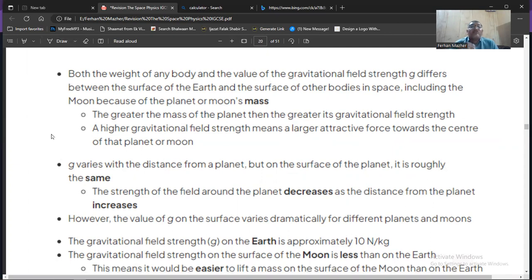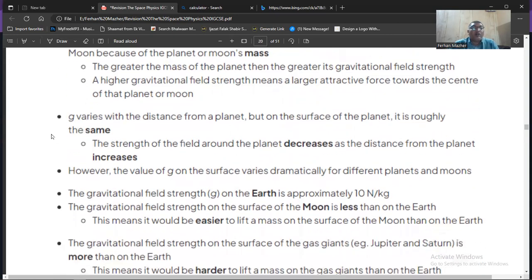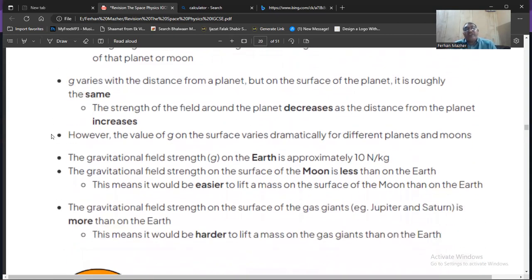The greater the mass of the planet, the greater its gravitational field strength. A higher gravitational field strength means a larger attractive force towards the center of that planet or moon. Small g varies with the distance from a planet, but on the surface of the planet, it is roughly the same. The strength of the field around the planets decreases as the distance from the planet increases. However, the value of g on the surface varies dramatically for different planets and moons.